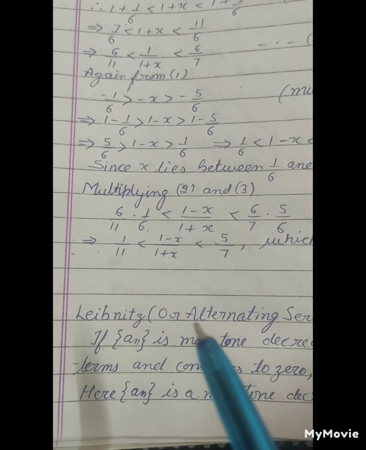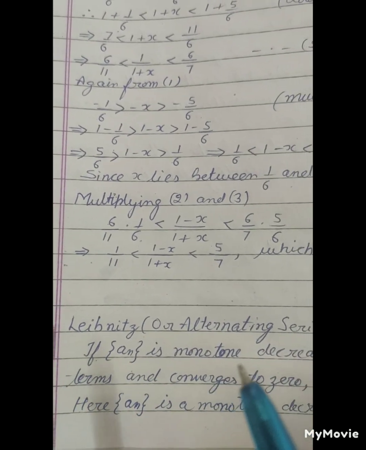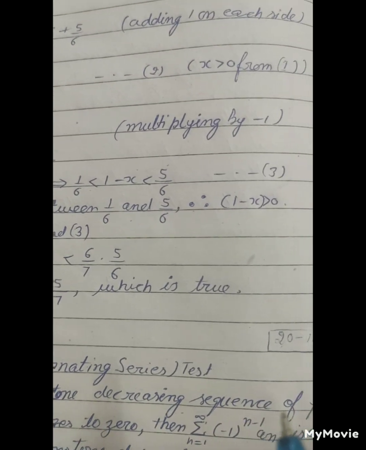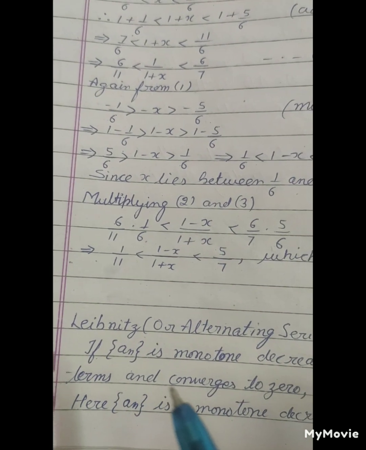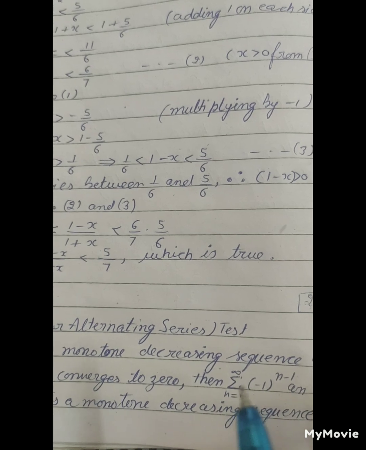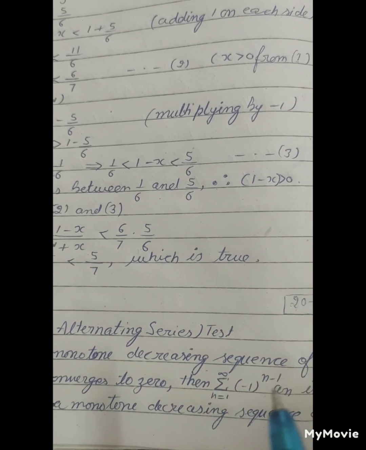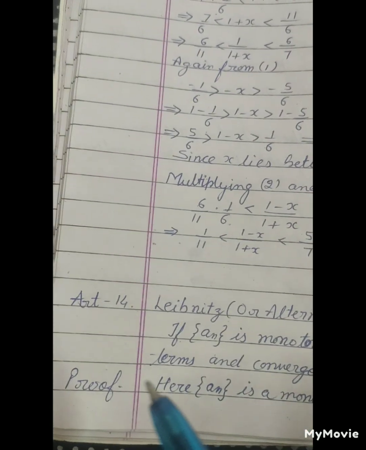Leibniz or alternating series test. If a_n is a monotone decreasing sequence of positive terms and converges to 0, then the summation n varying from 1 to infinity of (-1)^(n-1) a_n is convergent.